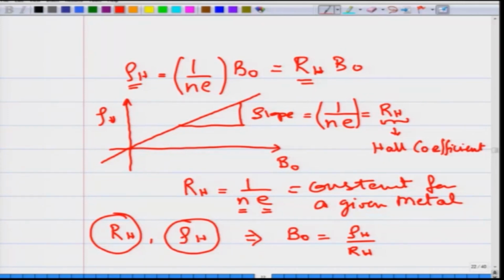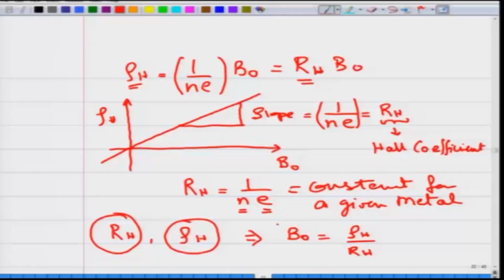You can take this material and put it in a region where there is some magnetic field whose value you do not know. If you measure the Hall resistivity in that unknown magnetic field, you will immediately get a measure of B naught. And so it becomes a very powerful tool to measure magnetic fields, and that is why the Hall effect is used as a sensor. More as we go along about this.